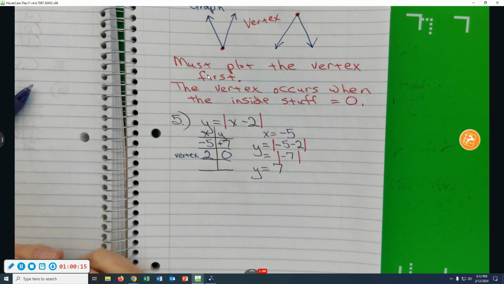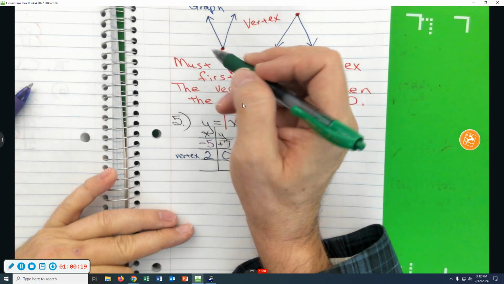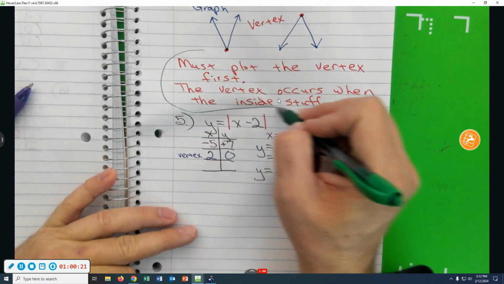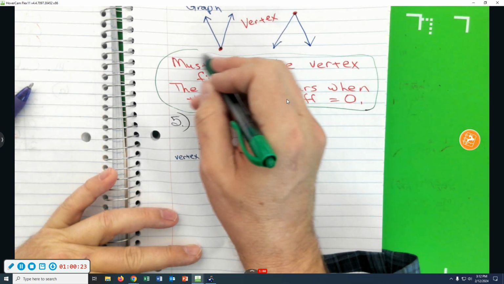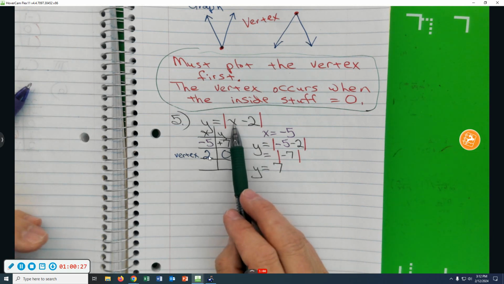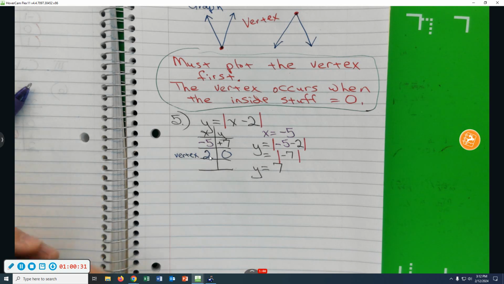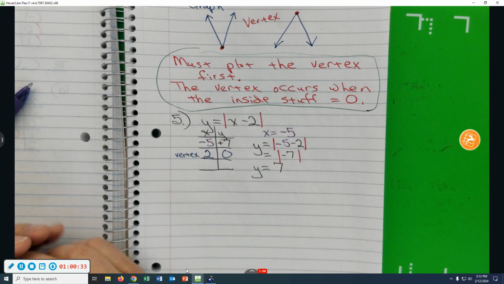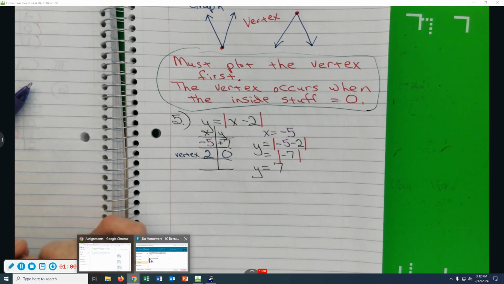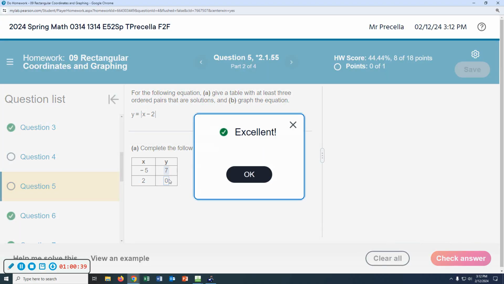And if I can interrupt, I'm circling with the cursor this sentence you wrote. The vertex occurs when the inside stuff equals 0. What number would you have to put in for x to make that equal 0? 2. So 2 minus 2 is 0. I think I've got to type that in. Yes. 0.